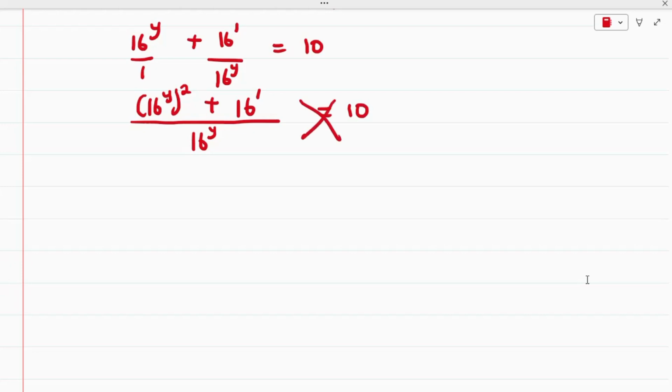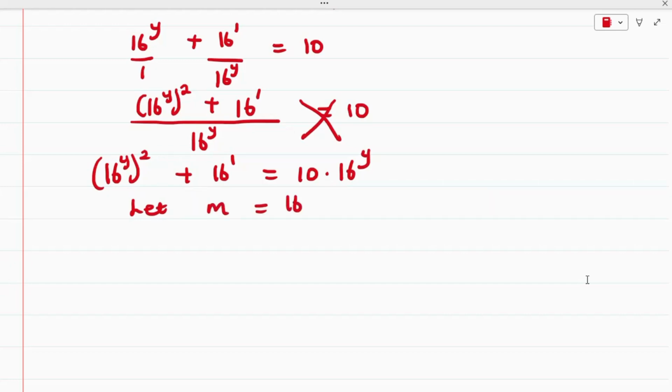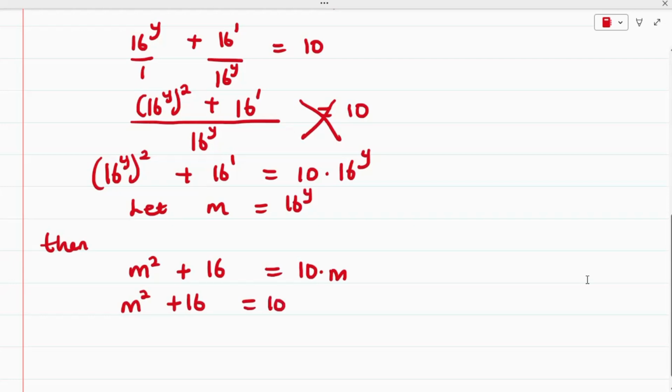So from here we cross multiply. We have 16 raised to the power of y all squared plus 16 raised to the power of 1 equal to 10 multiplied by 16 raised to the power of y. So from here we're going to say let m be equal to 16 raised to the power of y. Then we have m squared plus 16 raised to the power of 1, which is the same thing as 16, equal to 10 multiplied by 16 raised to the power of y, which is 10m. So we have m squared plus 16 is equal to 10m.